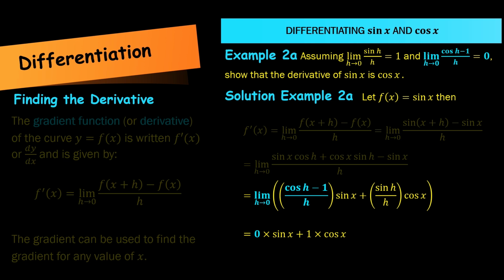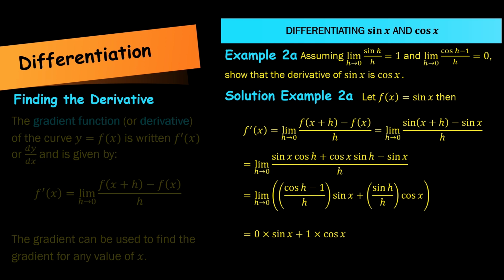As you can see, the limit as h tends to 0 of cos h minus 1 all over h is equal to 0. Sin x remains as it is. The limit as h tends to 0 of sin h over h is equal to 1. And cos x stays as it is. Tidying up this expression gives us that this is equal to cos x. And therefore, the derivative of sin x is cos x.